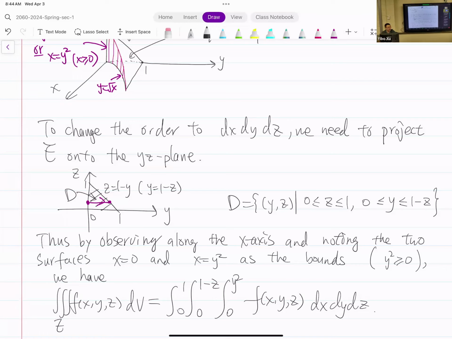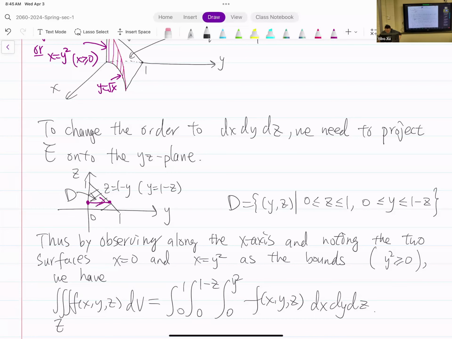Any questions so far? So this is a typical example where we start with one of the 6 orders, and then we want you to identify a particular order that's given. Any questions? If there are no questions, here I'm going to ask you one.